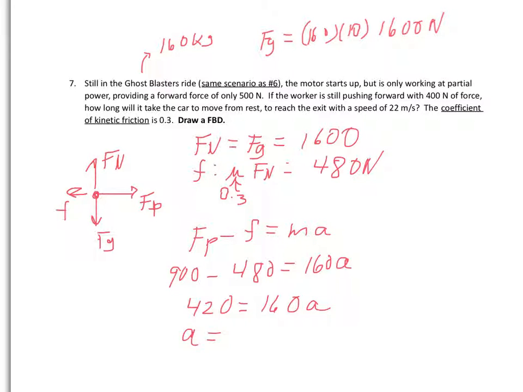And a ends up being, I think, a little over 3.5. Let me just double check that, though. So 420 divided by 160 actually gives us 2.6 meters per second squared.